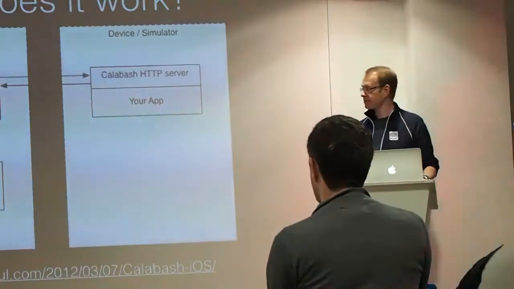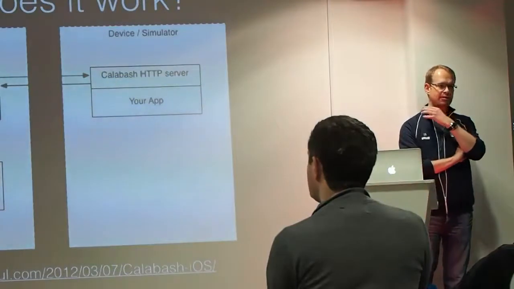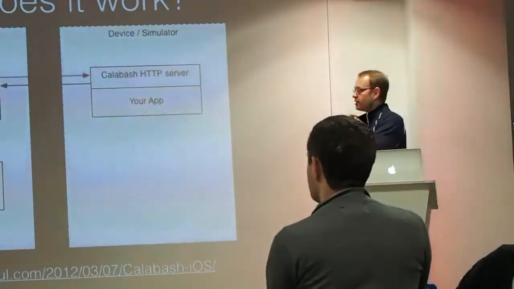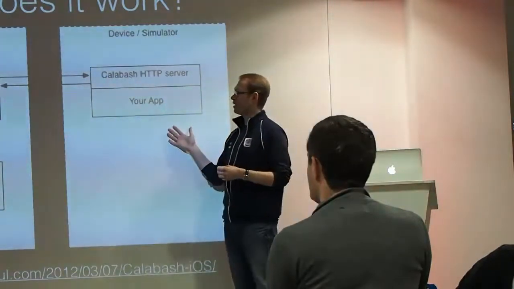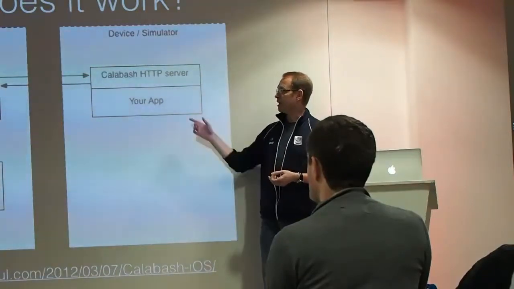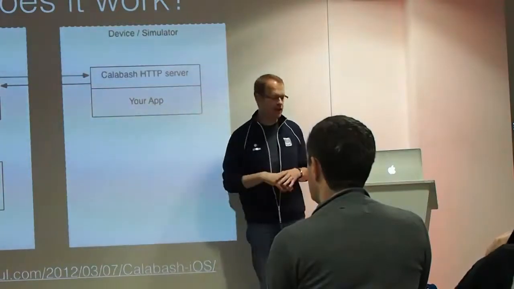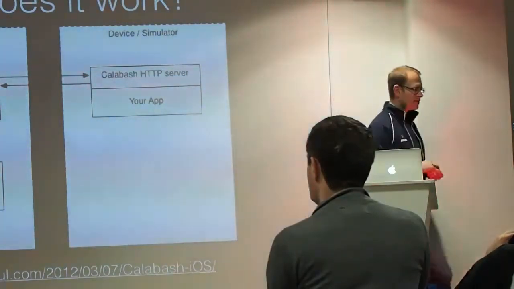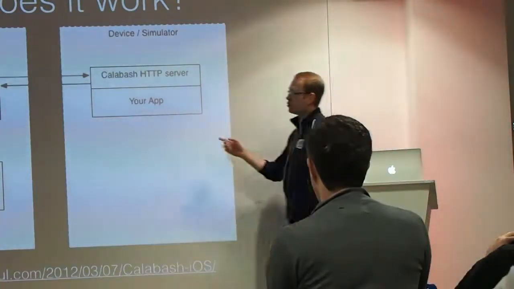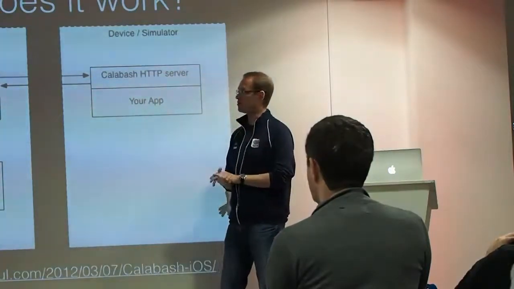So here's a quick diagram of how Calabash works in iOS. It's very similar on Android, but this is the example for iOS. If we start on the right-hand side, we have our device or simulator, and it does work on devices as well. In your app that is running on your device, when you install Calabash, you have a small HTTP server that is running inside of your app. And this is talking to whatever you have on your build server or on your development machine.